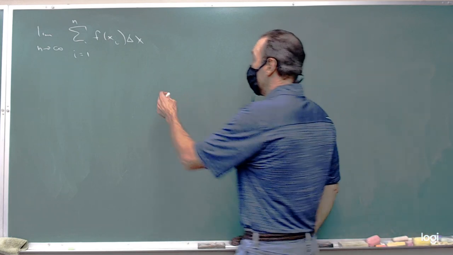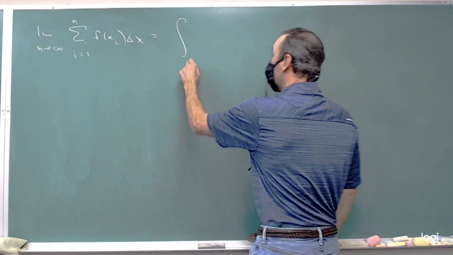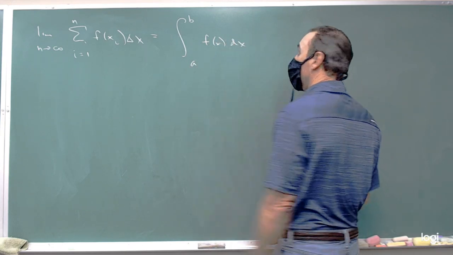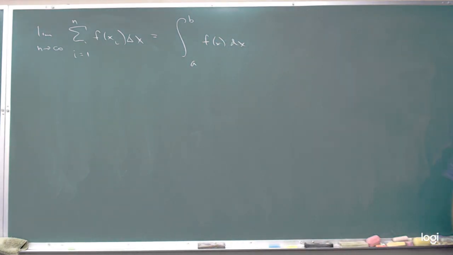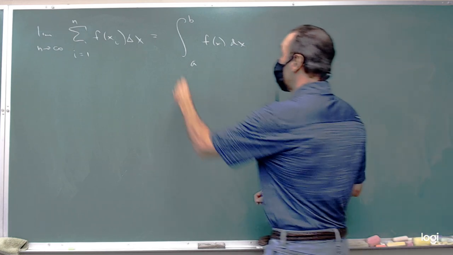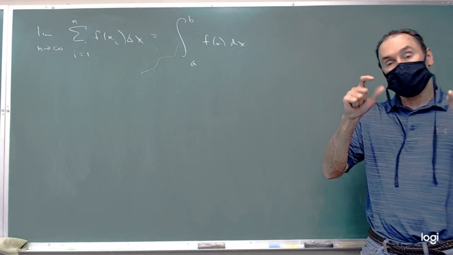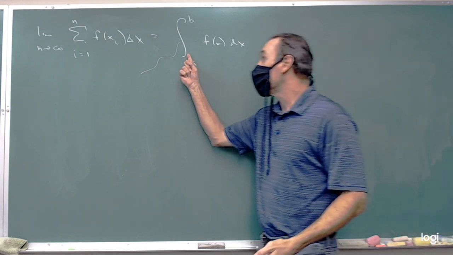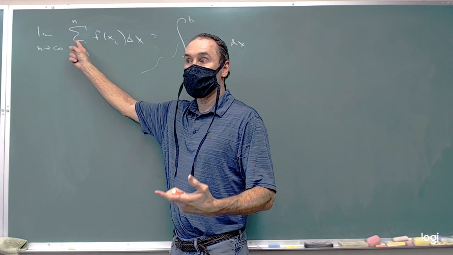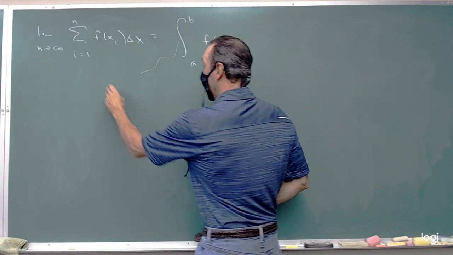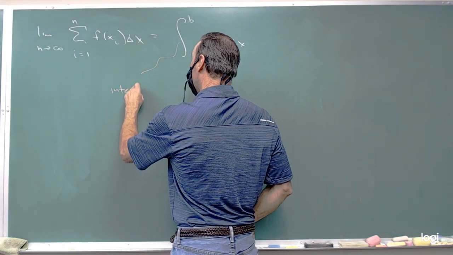So if that limit exists, we call that the integral from a to b of f of x dx. So this is now our new symbolism and new vocabulary. This stretched out s here is intentional. It's supposed to look like an s because it's related to this infinite sum. So that was the suggestion there. That's called an integral sign.